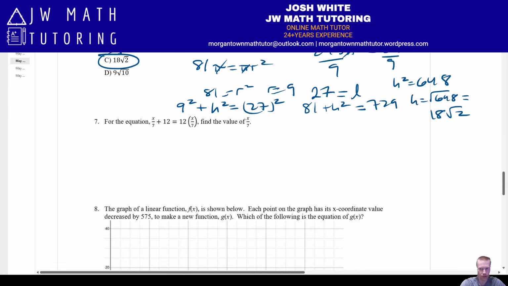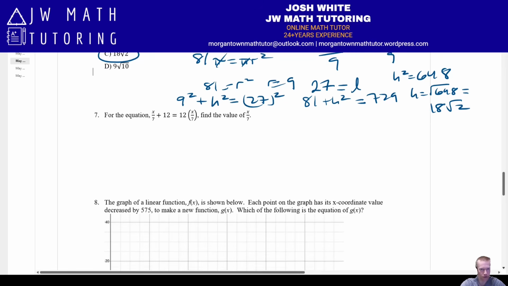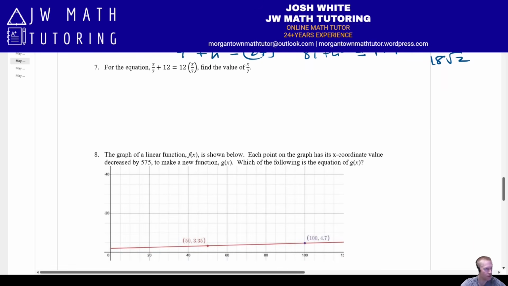Okay, next up, question number 7. This is one I saw listed at least once or twice, and I do want to go over it because this is again one of those trick type questions where they're trying to guide you to solve it in a certain way or a certain manner.